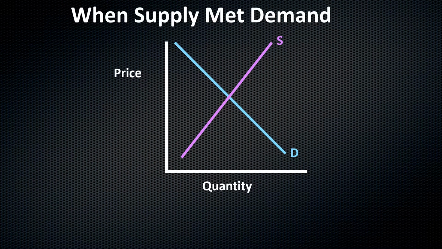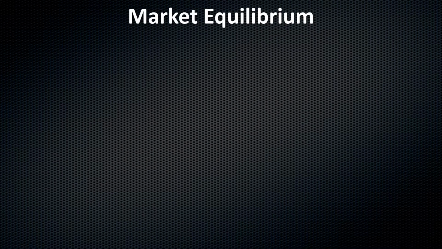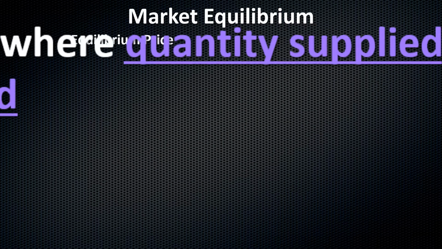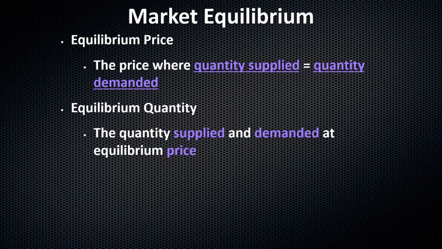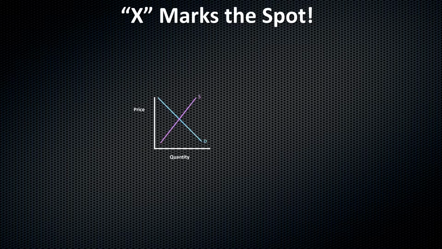So let's draw this graph together. We have price, we have quantity, I have my S curve going up and my demand curve going down. Market equilibrium. So we have equilibrium price, which is the price where quantity supplied equals quantity demanded. Equilibrium quantity, therefore, is the quantity supplied and demanded at the equilibrium price. But where is it? X marks the spot.